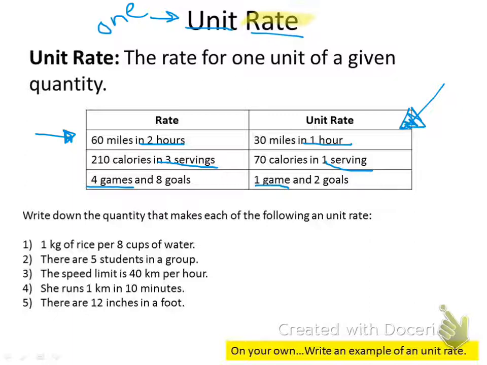Here's the part you're going to work on. Well, first, on your handout, you need to make sure that you wrote down the information that you're missing from this table and then complete these problems. So you need to write down the quantity that makes each of the following a unit rate. For example, for the first one, I would write down 1 kilogram because the thing that makes 1 kilogram of rice per 8 cups of water a unit rate, meaning it has just 1, is that it's only 1 kilogram of rice. Try doing the next 4 on your own.